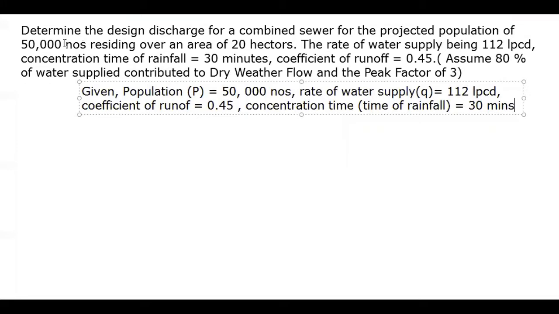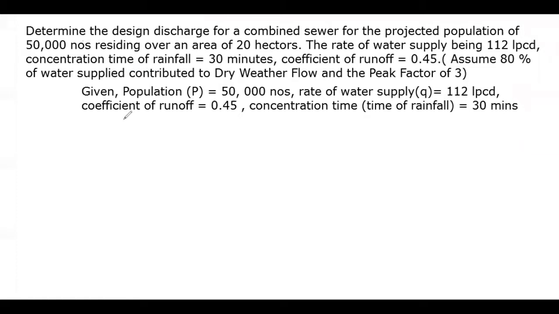So we are given the population P equals 50,000. The water supply rate small q equals 112 liters per capita per day. Coefficient of runoff equals 0.45. Concentration time equals 30 minutes. In this case, we have assumed that concentration time equals rainfall time equals 30 minutes. And now we will determine the discharge in the combined sewer.